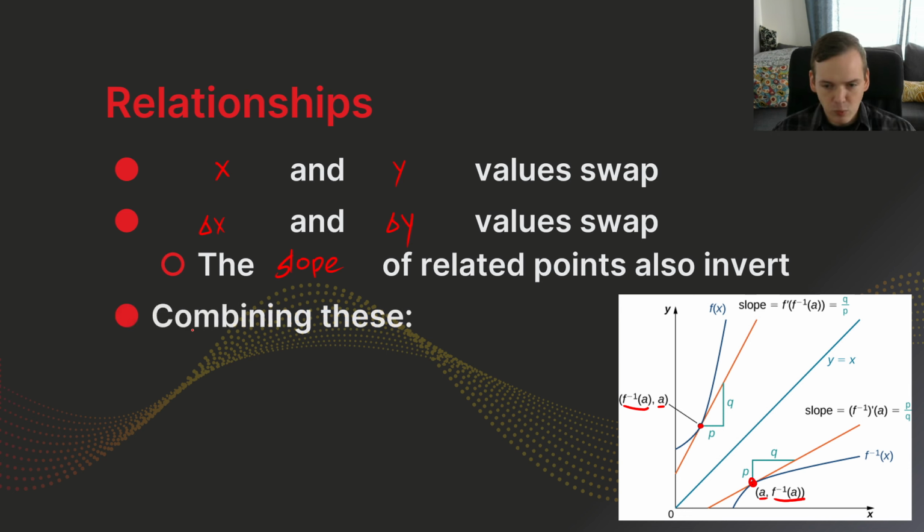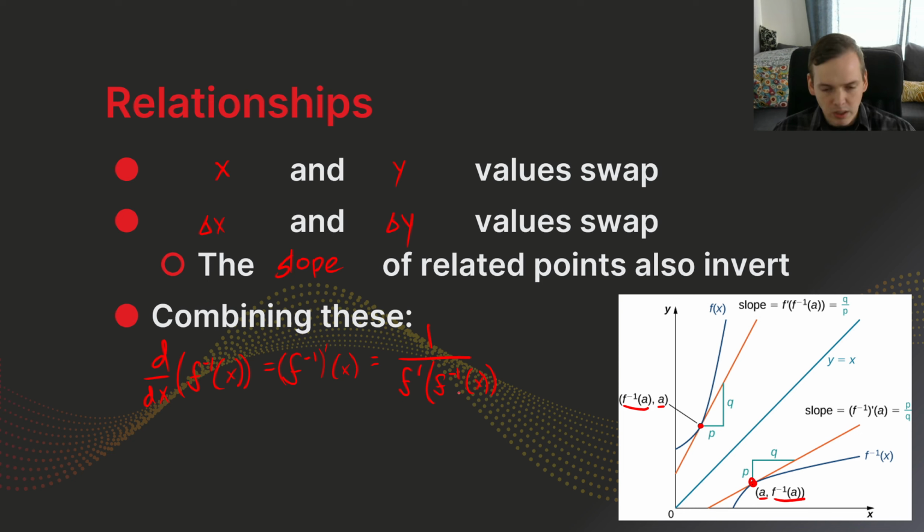So if we combine these rules, we get the following. The derivative of the inverse function at point x is equal to, if you want to write it with prime notation, you can do it like this. f inverse prime of x is equal to 1 divided by the derivative of the original function at the point of the inverse function evaluated at x.